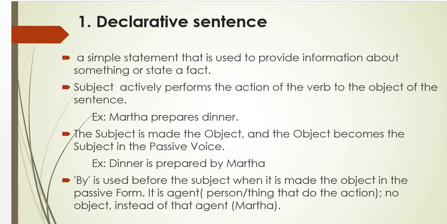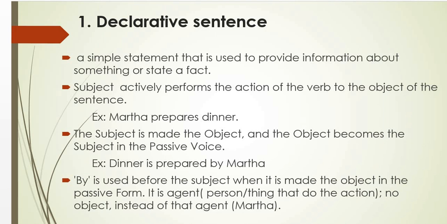Commonly, we use declarative sentences. The subject actively performs the action of the verb to the object of the sentence. The order of the declarative sentence may be subject, verb, and object. For example, Martha prepares dinner. Whereas in passive construction, the subject is made the object and the object becomes the subject. Dinner is prepared by Martha.